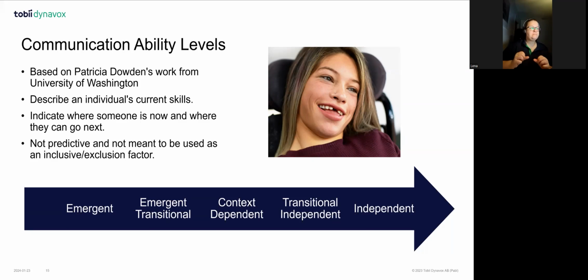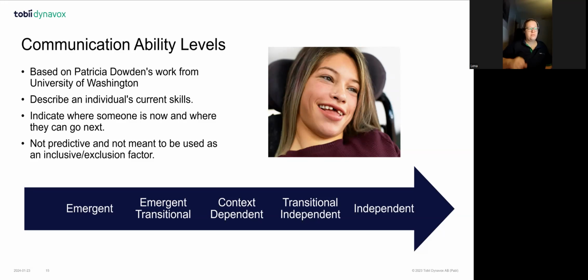That's very important. And they're not predictive. They're not meant to be used to include someone or exclude someone from some form of activity. It's for us to understand where we start planning our work.